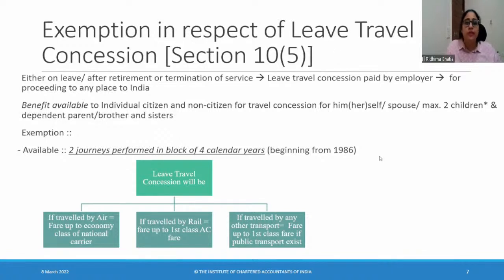Next we move to exemption in respect of leave travel concession. Leave travel concession is simple. Quickly we'll finish this topic. The government and the income tax recognize the need of going on a holiday, right? They also encourage, go on a holiday. So in that case, the company has a policy to reimburse your travel expenses.